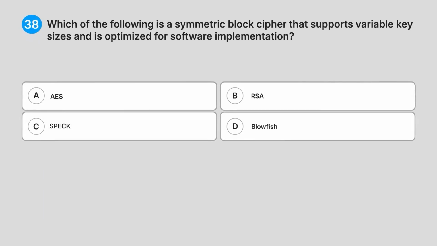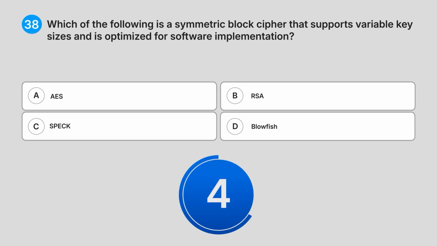38. Which of the following is a symmetric block cipher that supports variable key sizes and is optimized for software implementation? A. AES, B. RSA, C. SPECK, D. Blowfish. Do you know the answer?